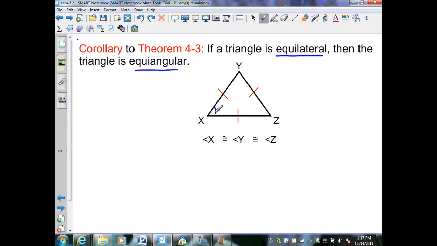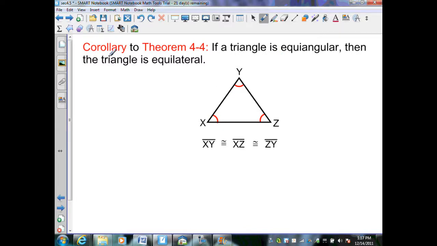Angle X is congruent to angle Y, is congruent to angle Z. The next corollary is from theorem 4.4. It's from the converse of the isosceles triangle theorem. Again, if I go back to a scalene triangle, no angles congruent, no sides congruent. An isosceles triangle, if two angles congruent, two sides are congruent.